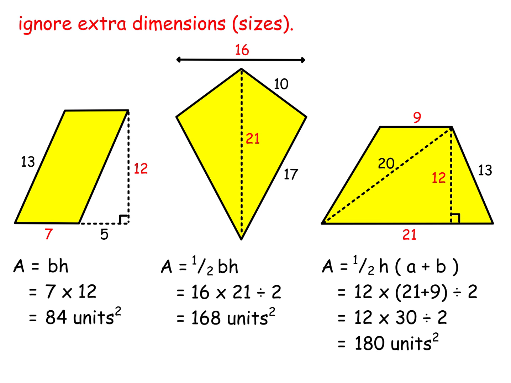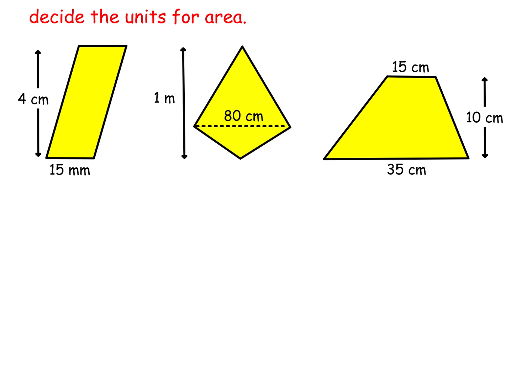Not in the worksheets, but it'll be in the set of notes that goes with the worksheets. This is quite important. Here, for example, is a parallelogram. You don't just multiply 4 and 15, because the units are different. Millimetres here in the base, centimetres in the height. If you want the answer in square millimetres, you need to turn this 4 centimetres into 40 millimetres. 10 millimetres in a centimetre. And then you do the calculation. It's 15 times 40.